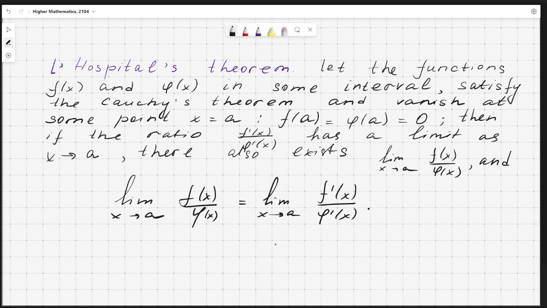One minute please, after one minute of time. Write down the theorems.